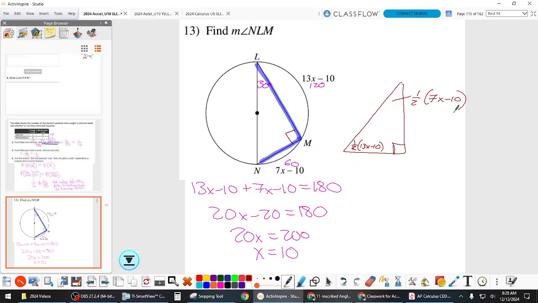Yeah. What I did is for the negative 20, when I was transferring over to the other side, I made it 160 instead of 200. Okay.